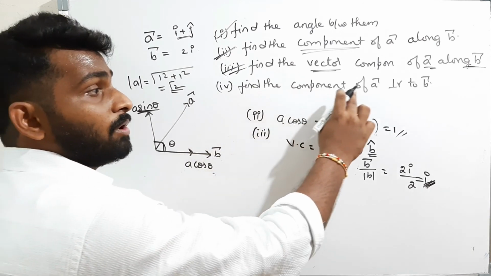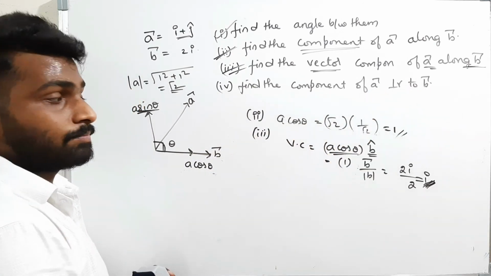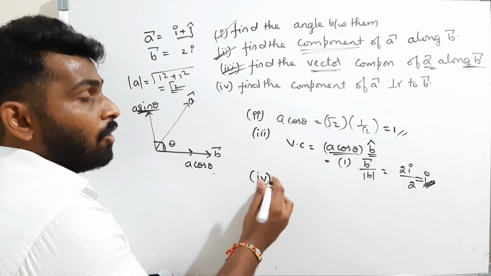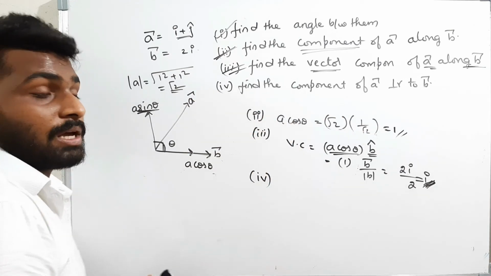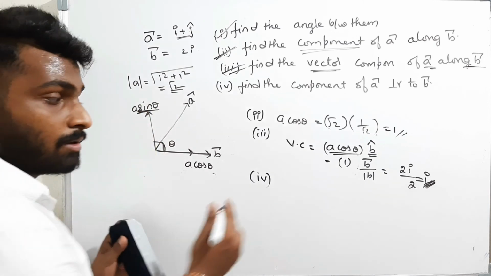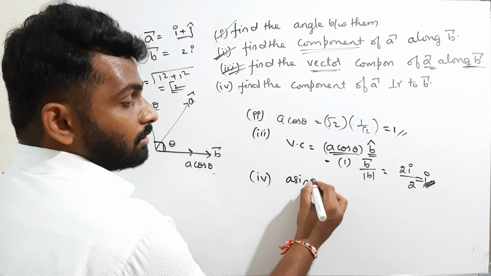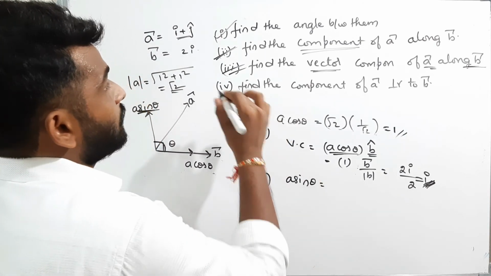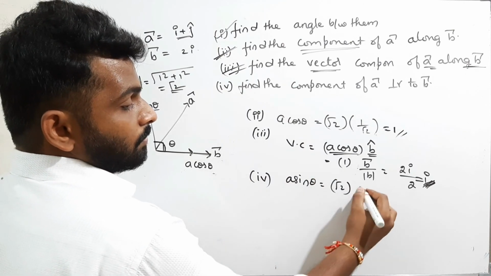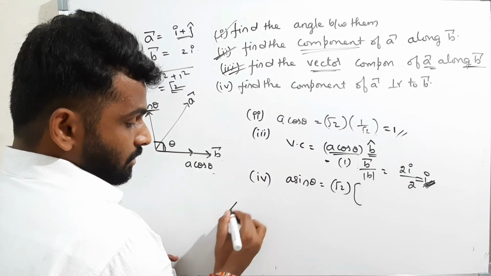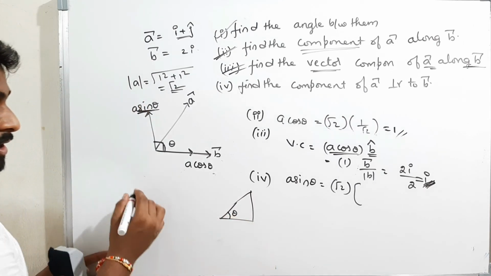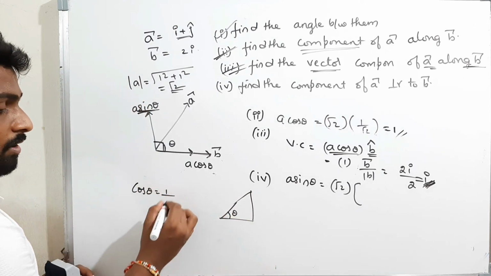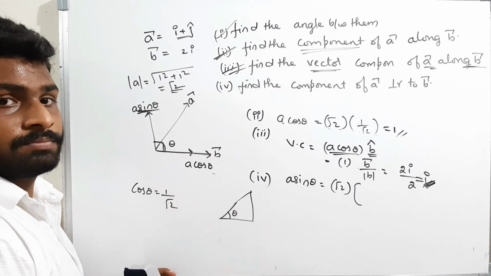Now find the vector component of A bar perpendicular to B bar. How can I find the vector component of A bar perpendicular to B bar? That means the other side. That is nothing but A sin theta. A we got as root 2. And what is sin theta? See here, this is a right angle triangle and this is theta. What is cos theta? Cos theta we got as 1 by root 2.